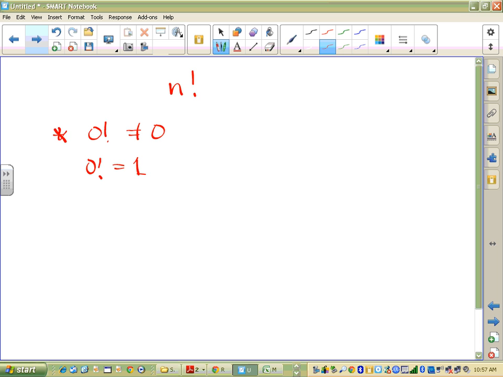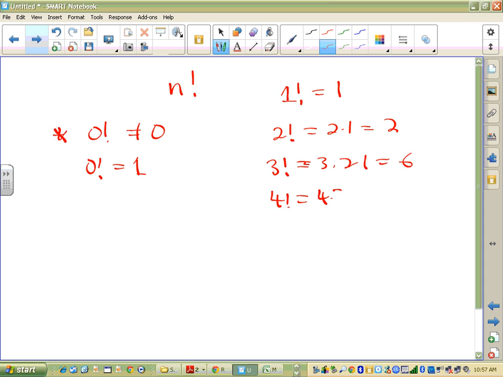A couple of noteworthy factorials. 1 factorial is 1. 2 factorial, by the definition, is 2 times 1, which is 2. 3 factorial is 3 times 2 times 1, which is 6. 4 factorial is 4 times 3 times 2 times 1, which is 24. And hopefully that's enough to get you the idea. We'll go up to 6 because you'll see those a lot.